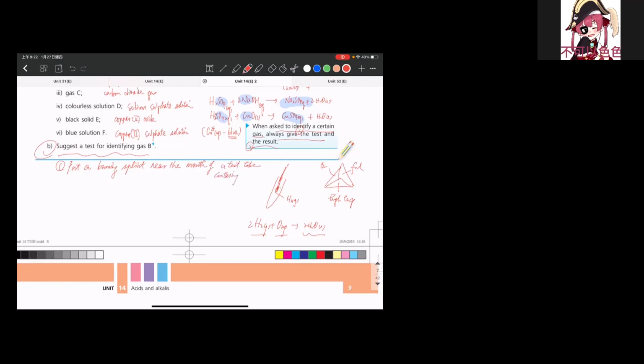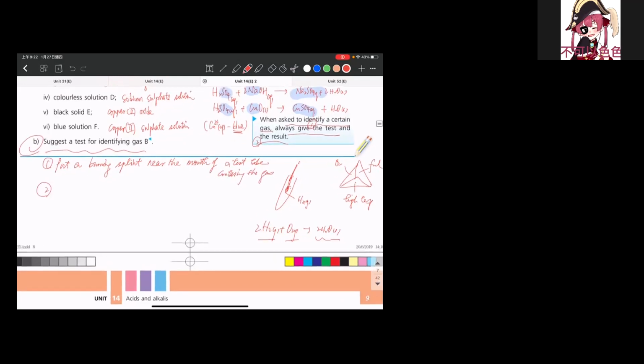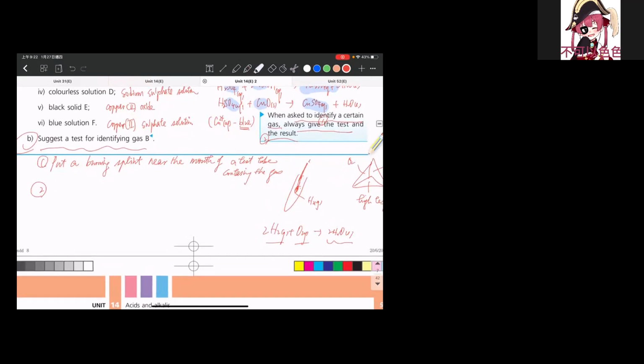So the observation is, what's the observation? If there is hydrogen gas, there will be a pop sound. Okay. So what you say is that if there is hydrogen gas, it will give a pop sound. In other words, if you hear the pop sound, what's the gas?